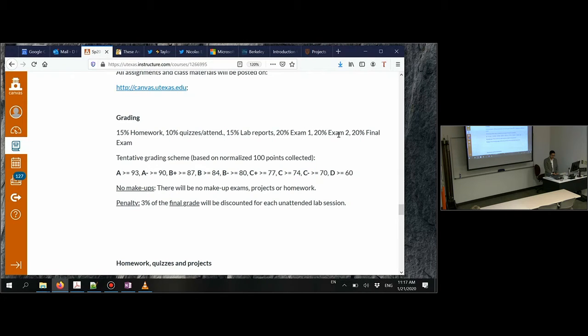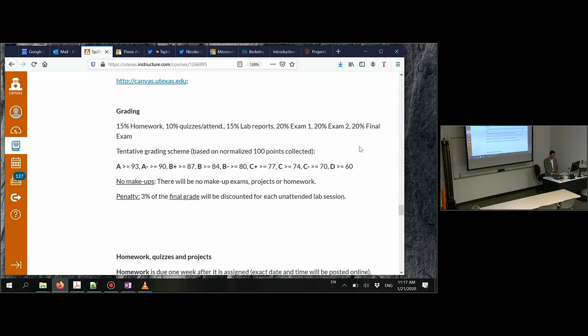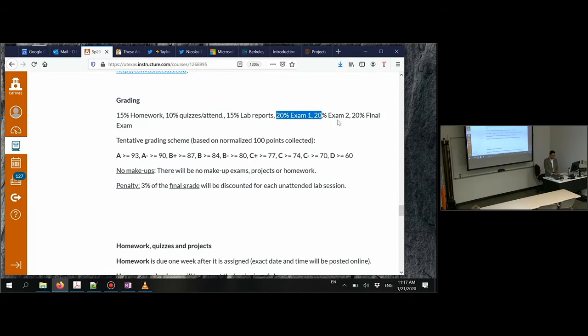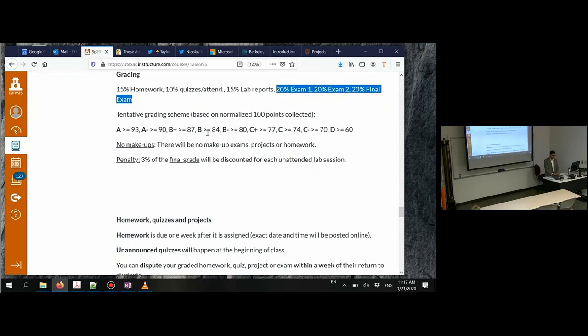And then 60%, equally balanced, is going to be on the 3 exams. Okay, here's an important point. This is the tentative grading scheme for your letter grade.